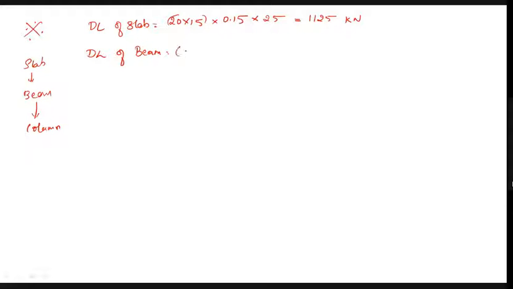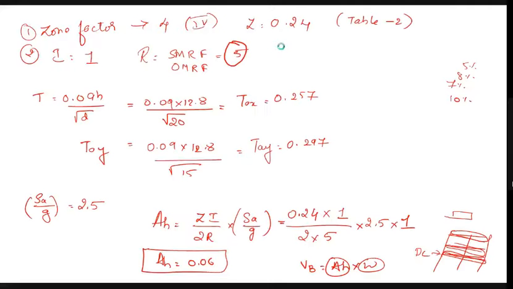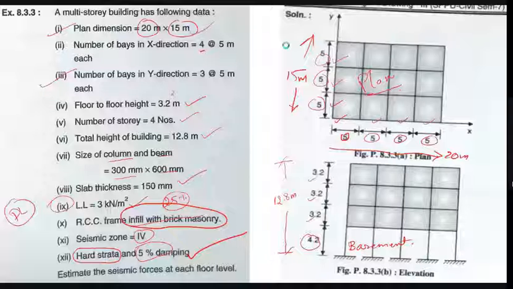Then we will calculate the dead load of the beam. What is the beam dimension he has given? 300 by 600, therefore 0.3 by 0.6. What is the length he has given? He has given 5 meters, multiplied by density. And one more thing, we have to check how many beams are there. Here you have two options. One is that you can take the beam length as 20 meter, or you can take it as 5 meter. Then you have to count how many beams are there.